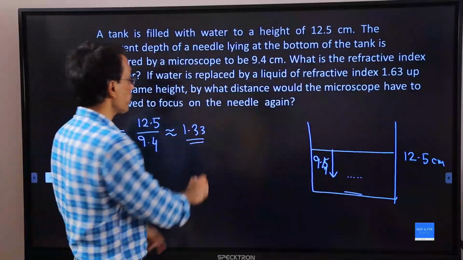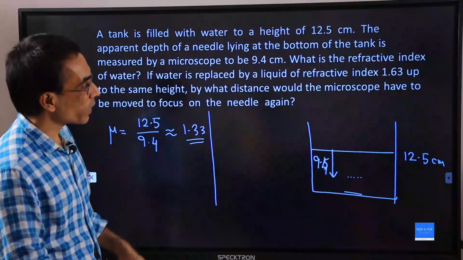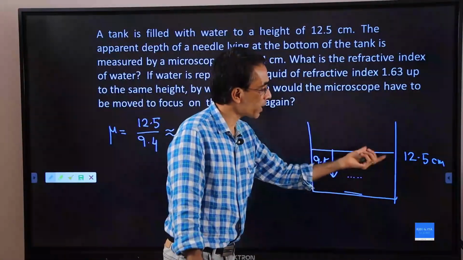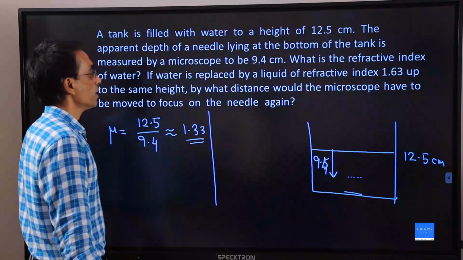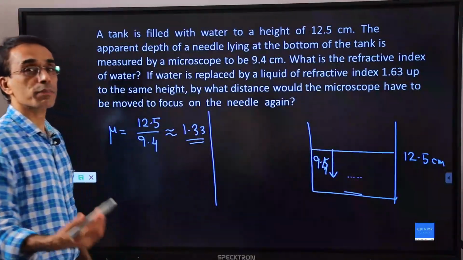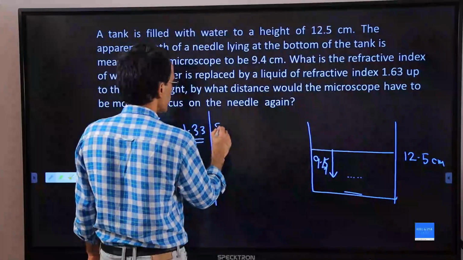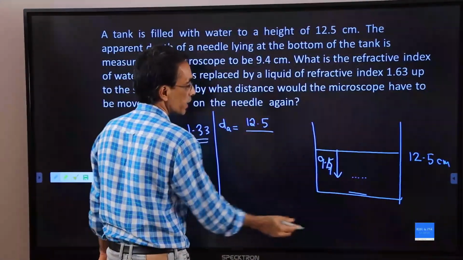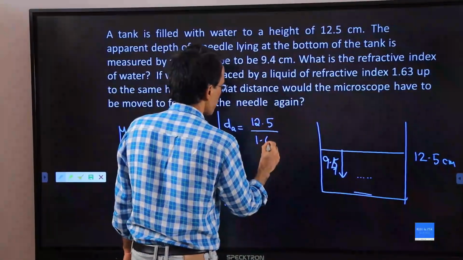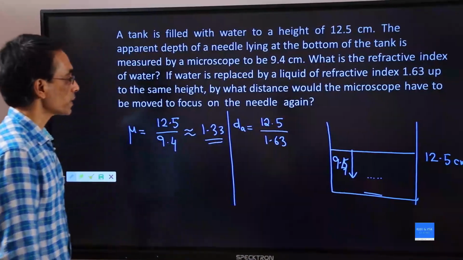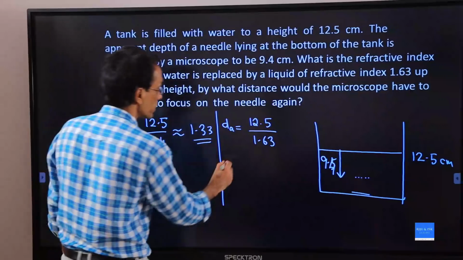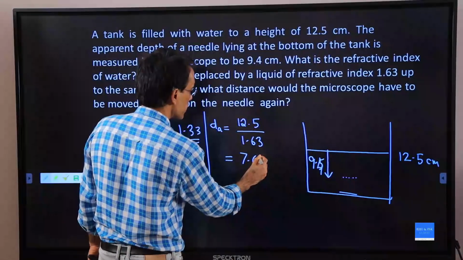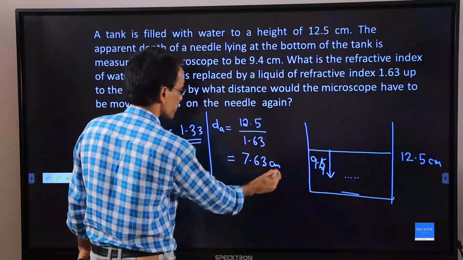Now if water is replaced by a liquid of refractive index 1.63 up to the same height, suppose you replace this water by another liquid, then what will happen? The apparent depth will change. Then the apparent depth d apparent will be given by 12.5, that is actual depth, divided by 1.63. Okay, this will be approximately 7.63 centimeter.